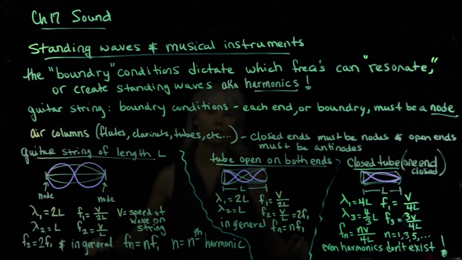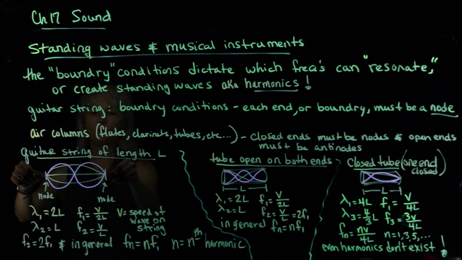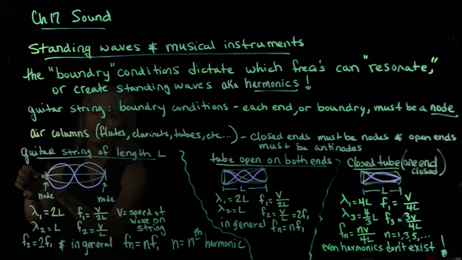So let's first of all look at the guitar string of length L. So here's our guitar string, and it's fixed at both ends. So these are nodes at both ends. What waves can be standing waves on this particular guitar string of length L? Well, the largest wavelength would be one that fits exactly half a wave between the two supports. So rises, reaches the support, reflects, reaches the support.